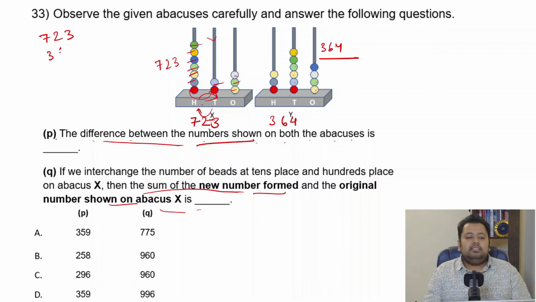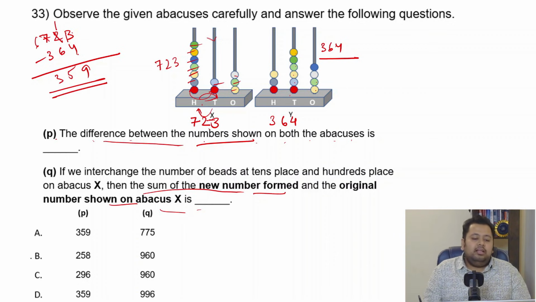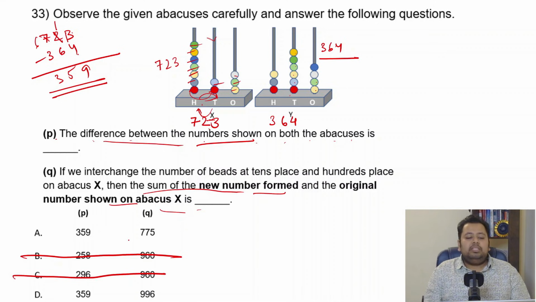723 minus 364. If I do this subtraction, 3 minus 4, obviously you will not be able to do it. You cut this up. 13 minus 4 is 9, right? This is 1, this becomes 5, and this becomes 3. So 359, right? So option B, option C is cut out. The option is either A or D.